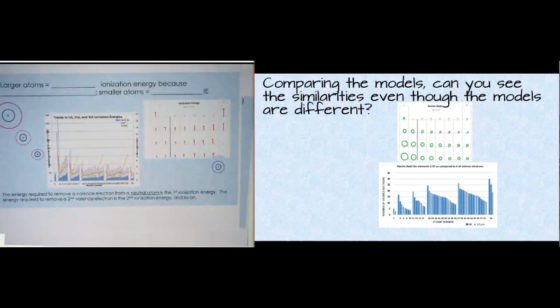All right, compare the models even though you see these things that are different. Again, the whole idea is I might just have to come back with another view of what we were just looking at.